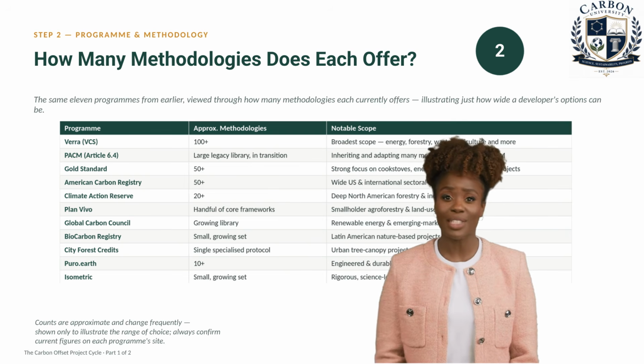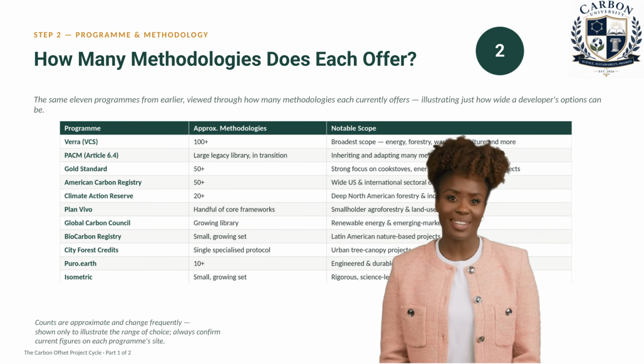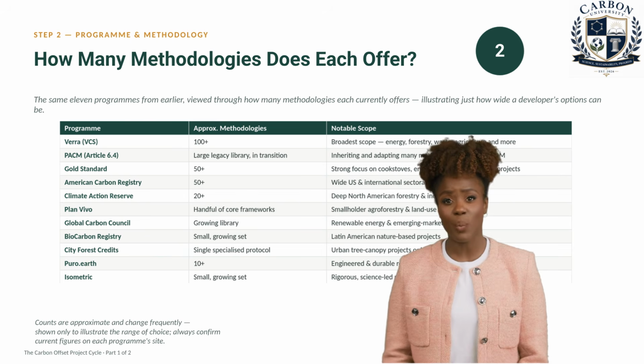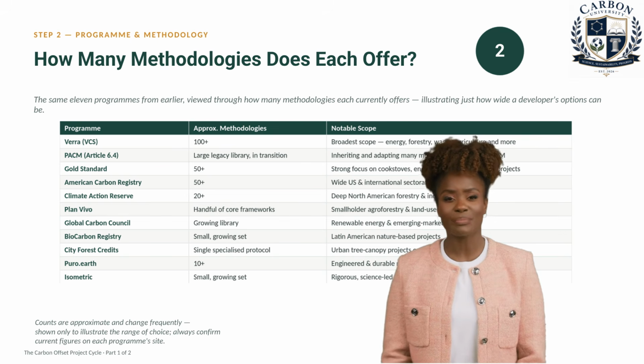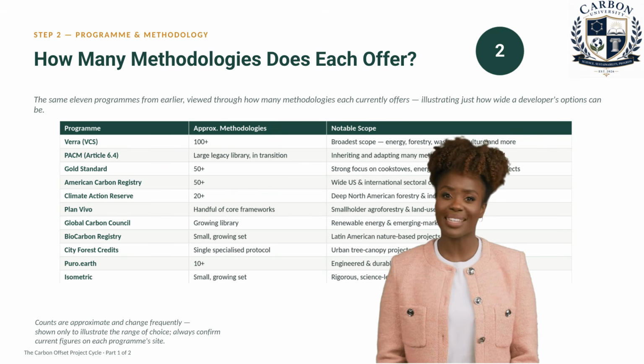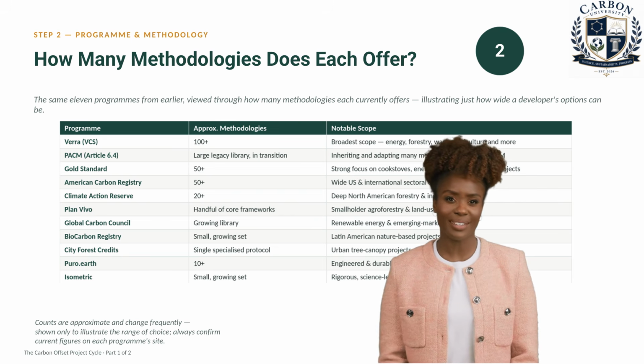This is an indicative list only. Verra's library, for instance, runs into the hundreds, spanning energy, forestry, waste, and agriculture. PACM, the Paris Agreement Crediting Mechanism, inherits a large legacy library from the Clean Development Mechanism, much of it now being reviewed and adapted under the new mechanism's rules. Gold Standard and the American Carbon Registry each offer several dozen. Climate Action Reserve has a smaller, deeply developed set focused on North America.